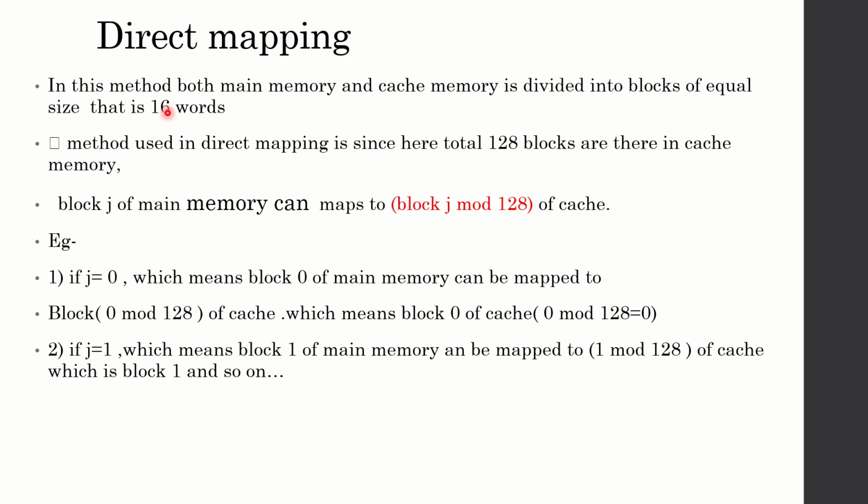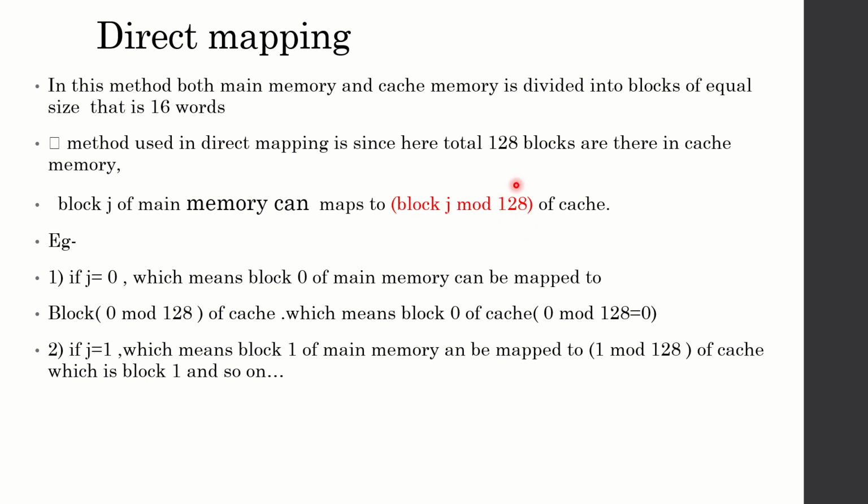Okay, so based on this example, I am explaining this concept, direct mapping. In the case of direct mapping, suppose J is a block in main memory. In our example, suppose 128 blocks are there in cache. If we want to decide in which cache block the block J will reside, or where we will place the block J of main memory, that can be calculated based on this equation. Block J of main memory can be placed inside block J modulo 128 of cache.